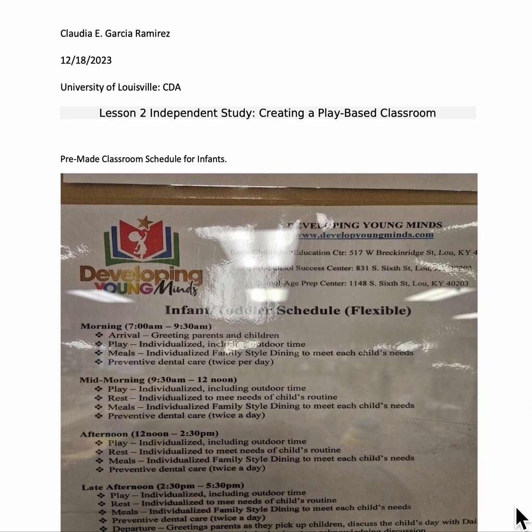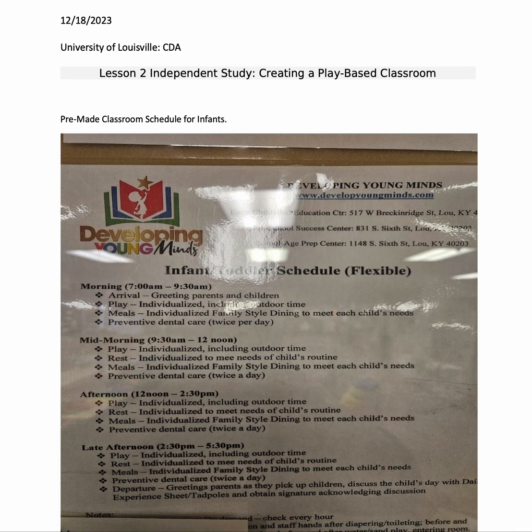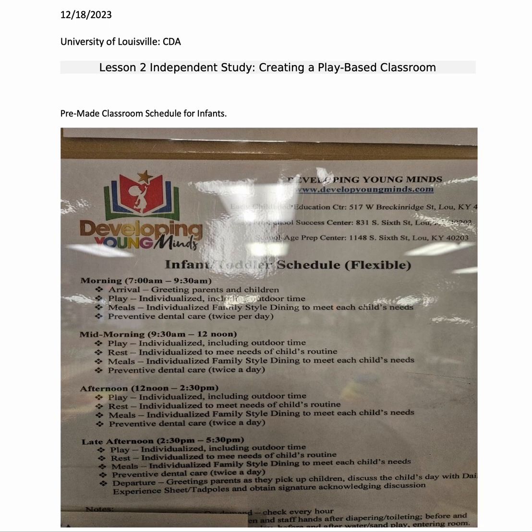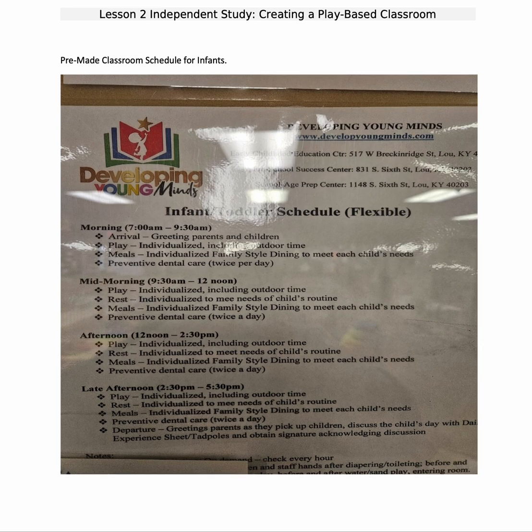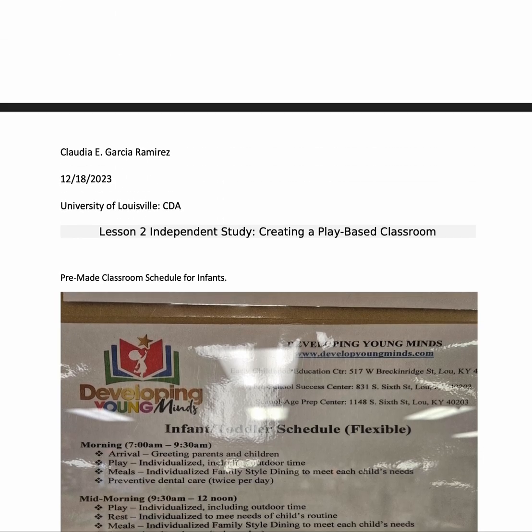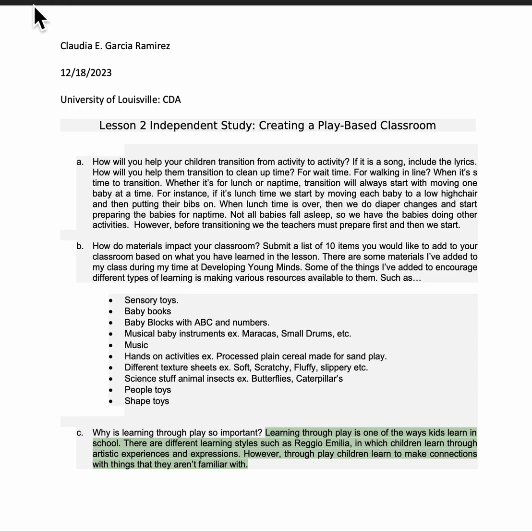So this is your schedule. I can see it comes from Developing Young Minds. I guess I'm thinking that's where you work. I think I remember that. Anyway, again, you need to have one for each group because a very young infant and a toddler should not really have the same schedule. They have very different needs. And also I can only see a very small part of this paper, so you need to scan the whole thing in. So I hope this is helpful for now.